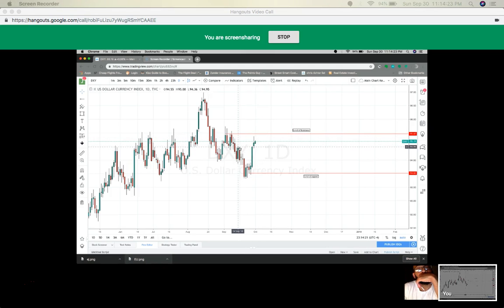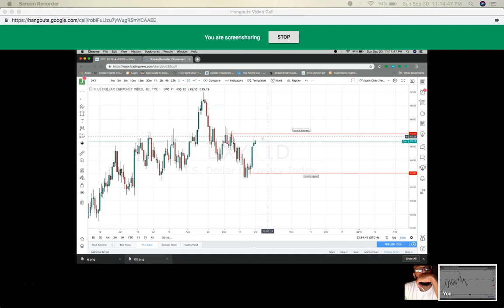There was a level of resistance right here, but it blew right past it, as you can see. It wasn't fazed by it at all. Our next level of resistance would be right here, because it found a ceiling where it couldn't break through. You see?